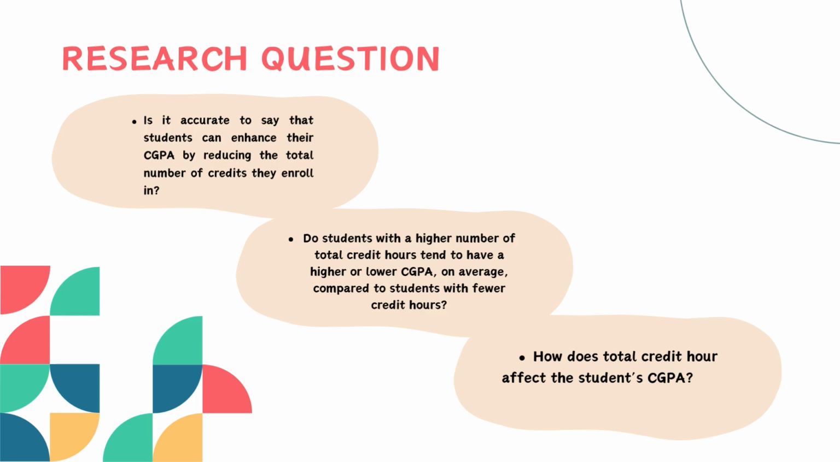Next is the research question. The first question is, is it accurate to say that students can enhance their CGPA by reducing the total number of credit they enroll in. Number two is, do students with higher number of total credit hours tend to have a higher or lower CGPA on average compared to the student with few credit hours? And lastly, how does total credit hour affect the student CGPA?